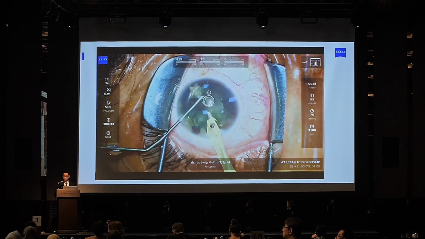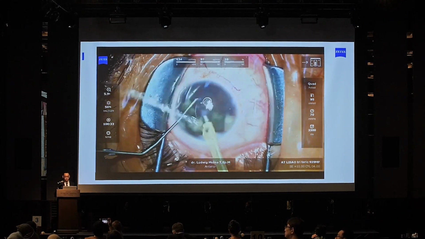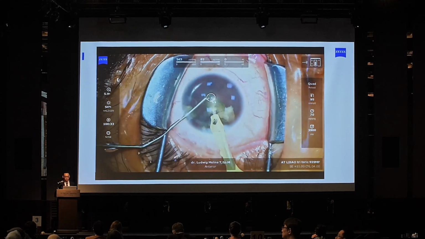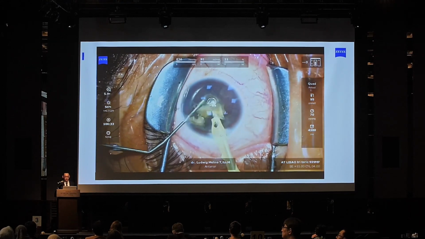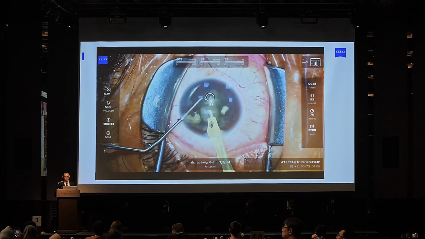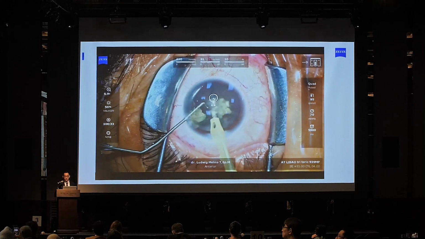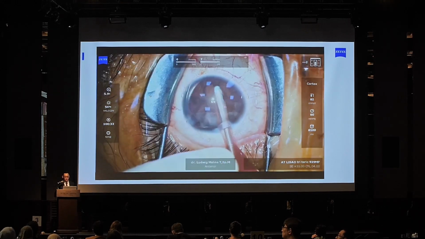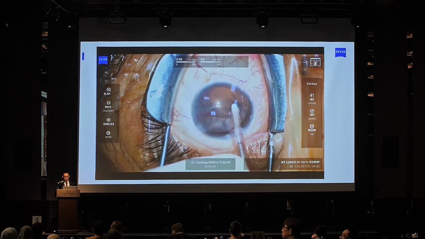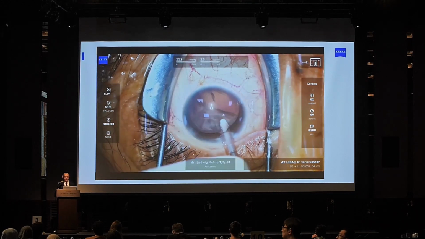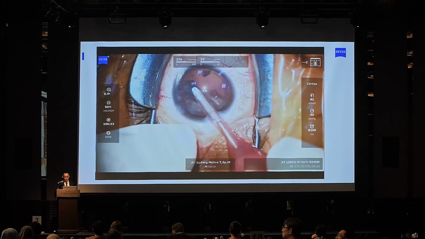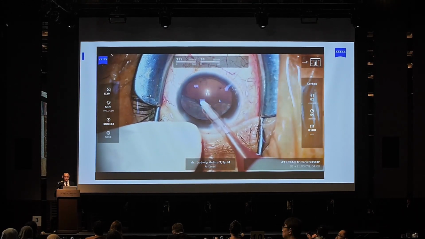So this is the surgery. I use a 2.2 millimeter incision with the Quarter machine. I start the operation with a not fully dilated pupil, but from the pressure from the irrigation, we can see the anterior chamber is so stable.